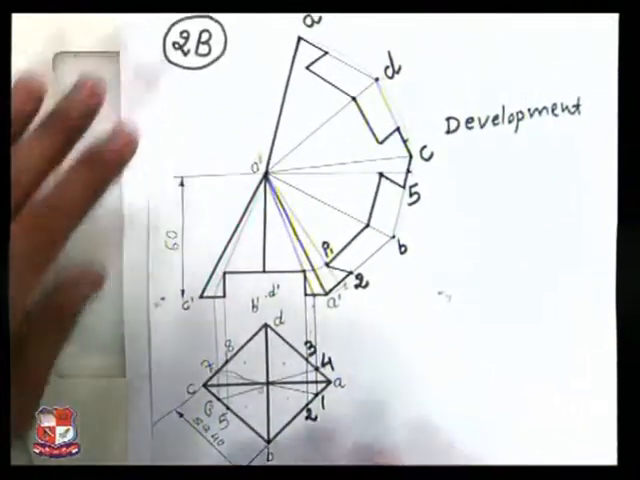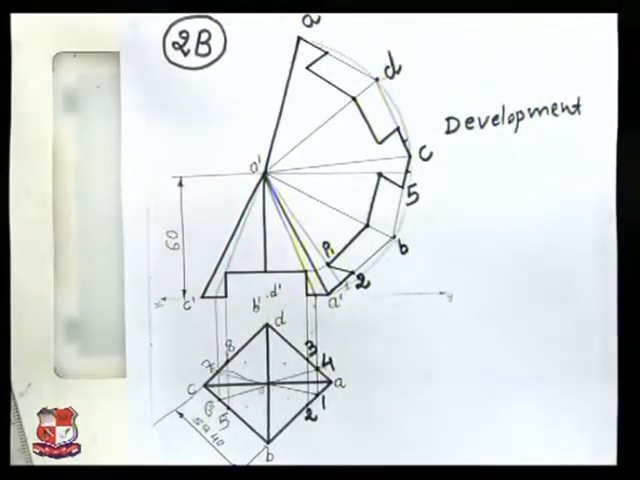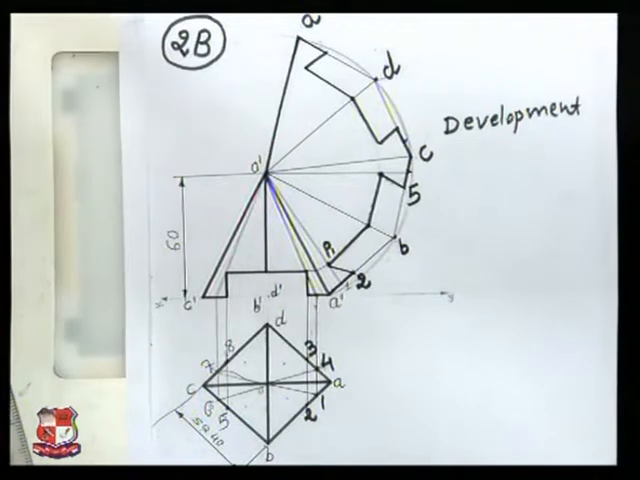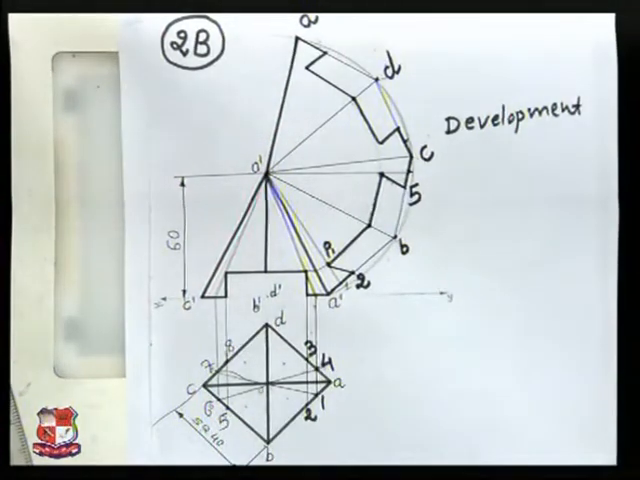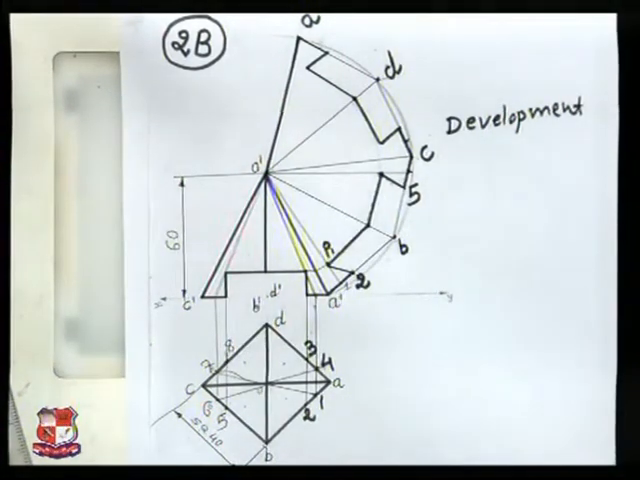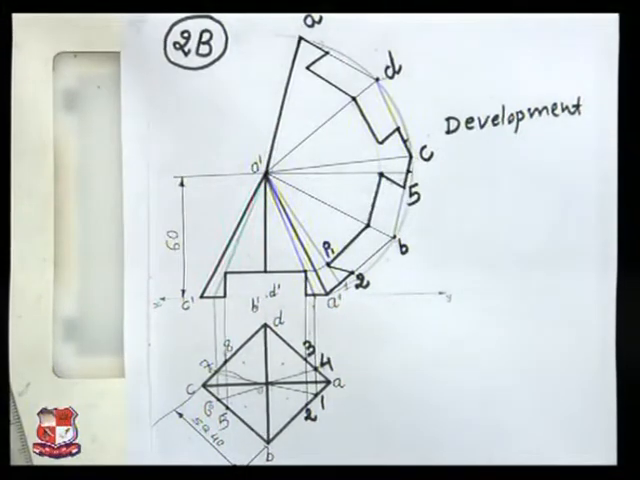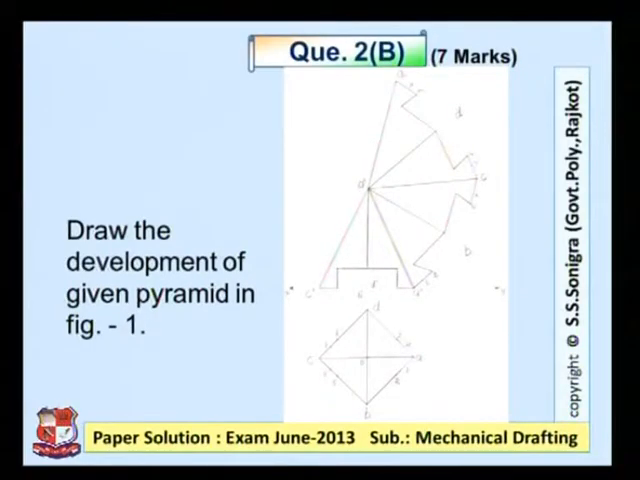So this is the solution of the problem, which is also shown over here. In the screen it is given, the final solution of the problem. This is the solution: development of the given pyramid in figure number 1.